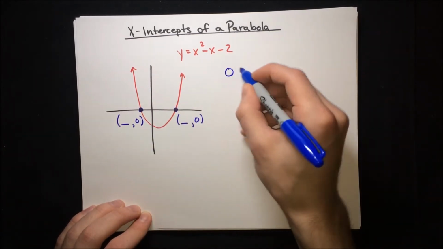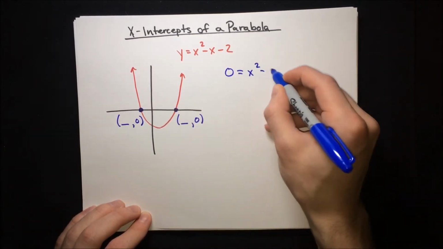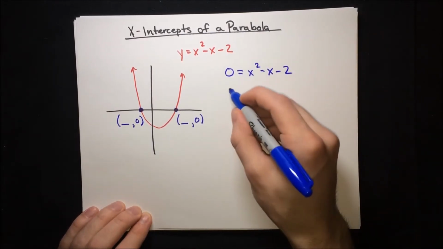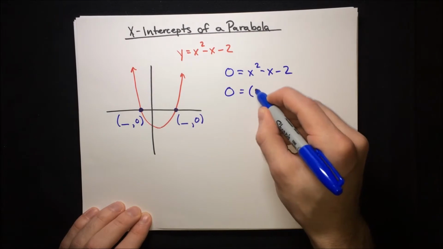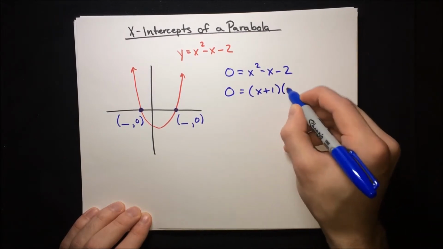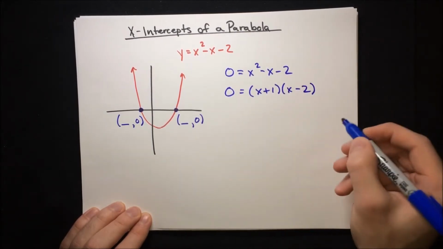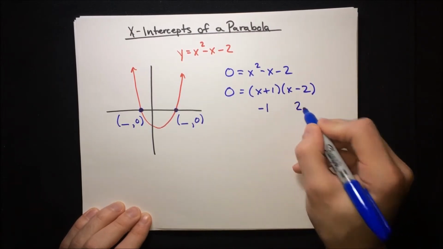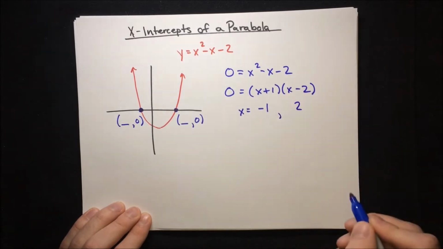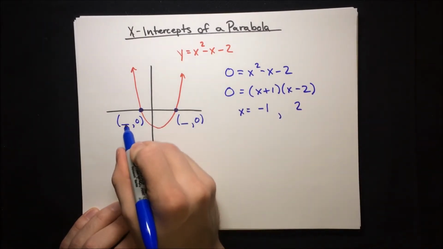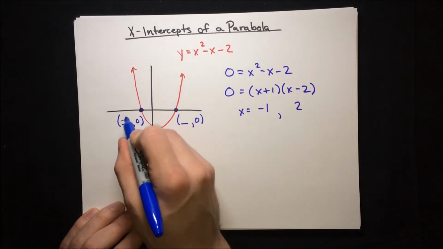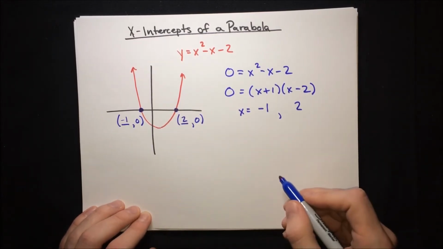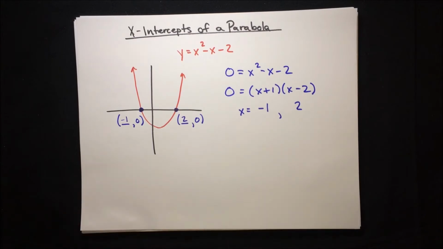So let's do that. Let's say 0 equals x squared minus x minus 2. Now we just have to solve this equation. We can do that by factoring. This factors to x plus 1 times x minus 2. And then we see that the solutions here are negative 1 and 2. So then this x-intercept is on the negative side, so that's negative 1. That intercept is on the positive side, so that's 2. There we have it, the x-intercepts.